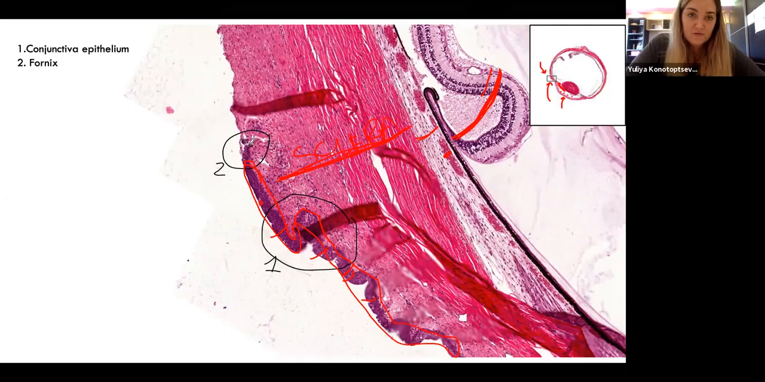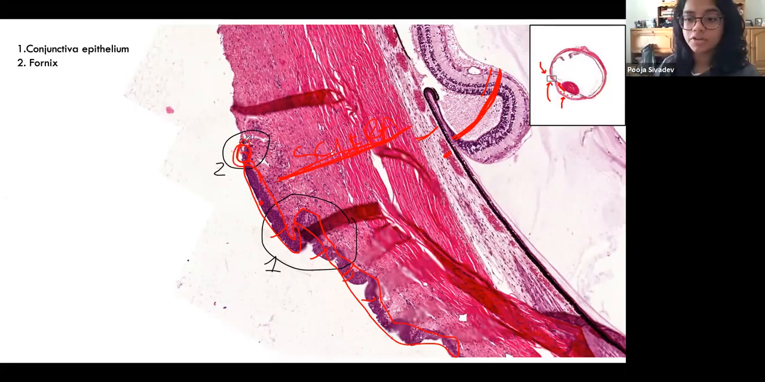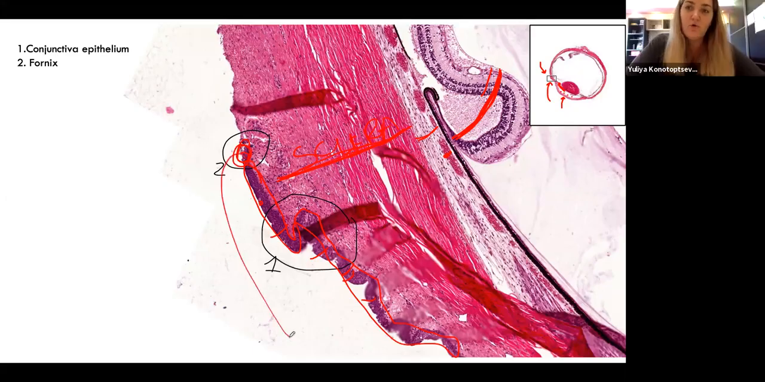So how do you call this abruption right here? Of course, it has to be fornix. That's the area where you would have reflected onto the surface of the eyelid, and that's where the palpebral conjunctiva would have been. But we don't have an eyelid. We just have an eye. We don't have an actual eyelid on the slide.